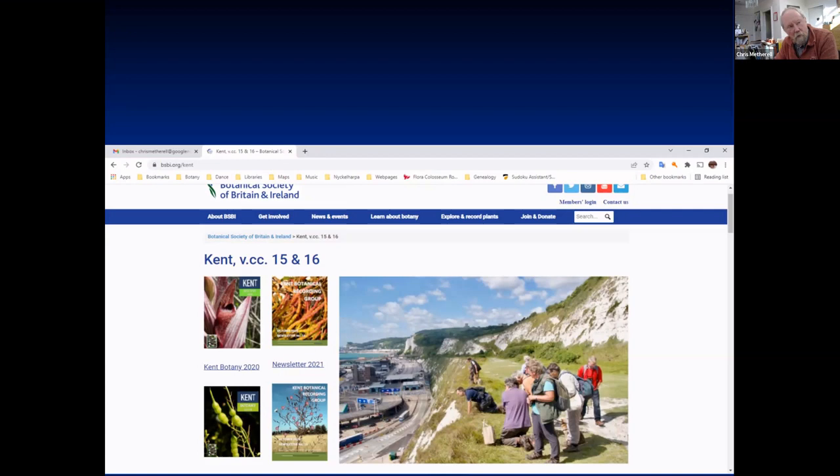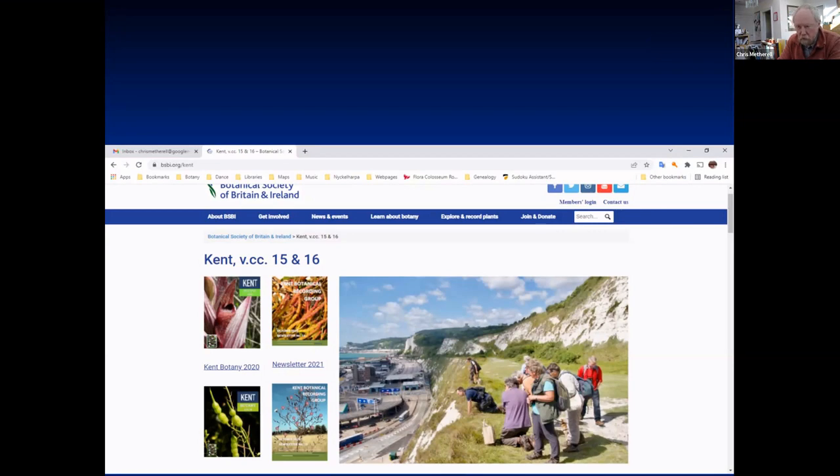Go onto the BSBI website and have a look and see what resources there are for botanists in your area. Always a good place to start locally. And you will find, I am sure, that there are a large number of resources. They will tend to be a bit different from area to area, but all very valuable. And of course, as I say, it's a good idea, we think, to start locally.